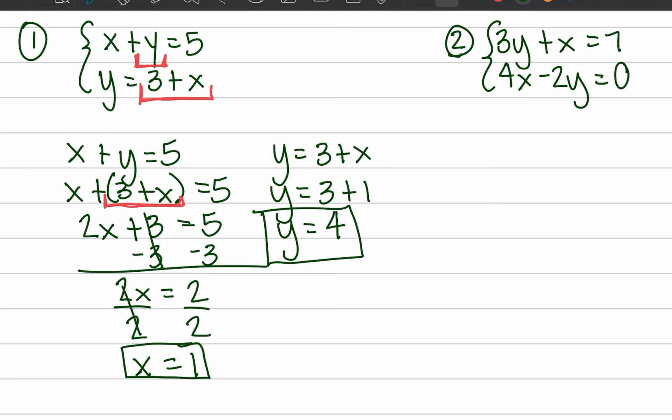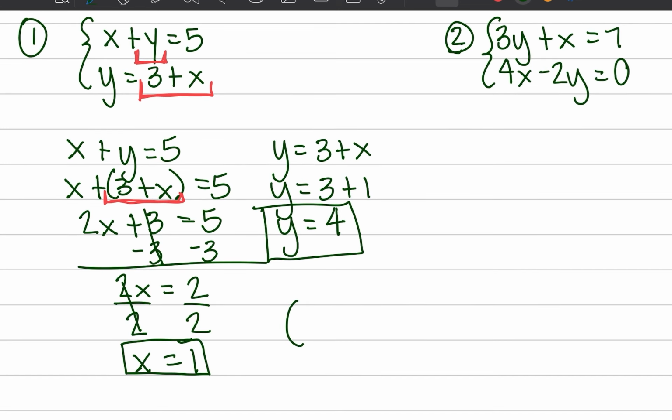So for our ordered pair where our 2 equations cross on the coordinate plane, we're going to have an x value of 1 and a y value of 4. So that is the ordered pair where those 2 equations cross.